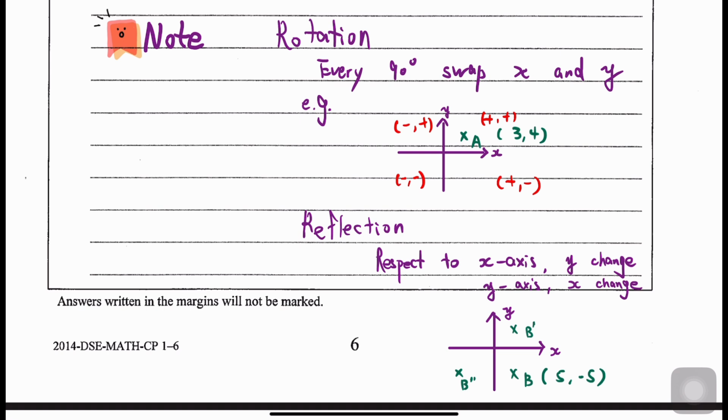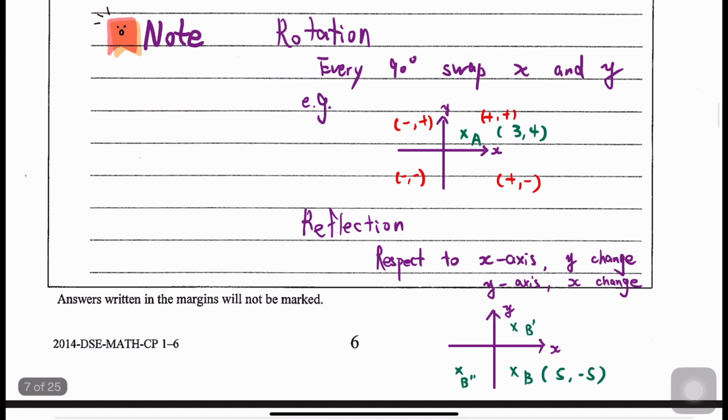And how about 270 degrees? 270 degrees actually equals 90 degrees the other way: if it's anti-clockwise, it equals clockwise 90 degrees. Okay, next let's talk about reflection.